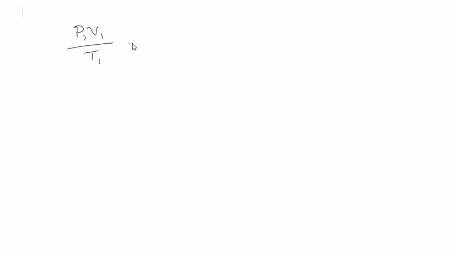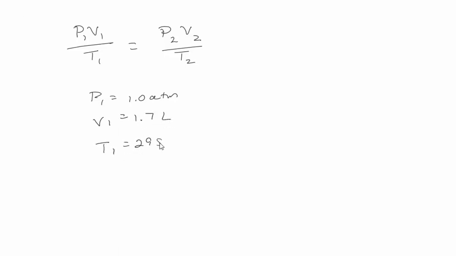If we have a sample at 1 atmosphere, and that sample occupies a volume of 1.7 liters when it's at a temperature of 298 K, what is the new pressure when the volume is expanded to 2.0 liters and the temperature rises to 310 K? See, this decimal right here makes this digit significant.